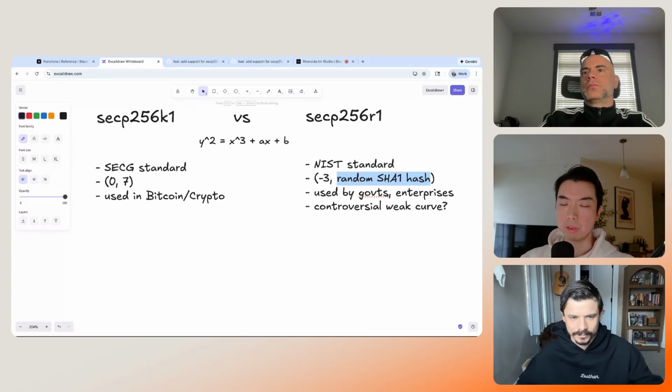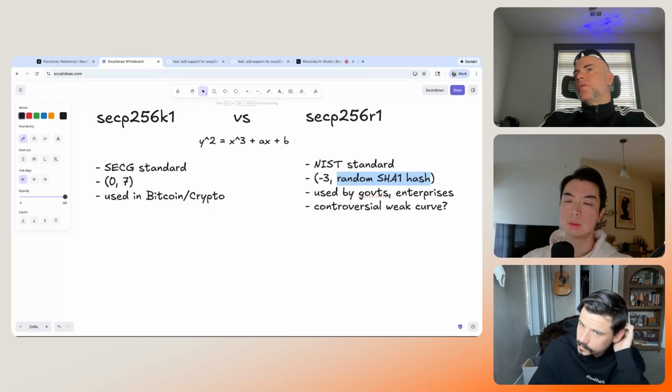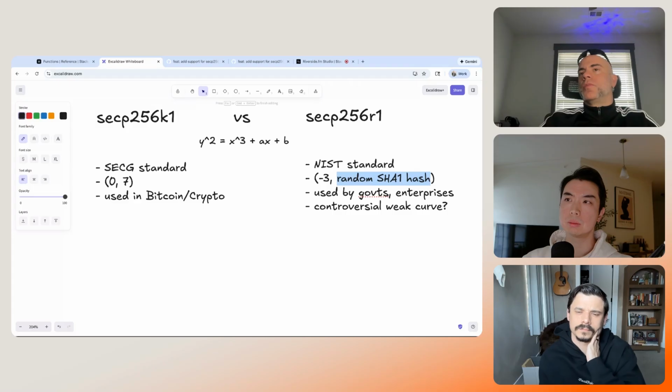WebAuthn and a lot of hardware devices are using R1 to be compliant with the FIPS standard. Does that mean they can't also support K1? Is that correct? Yeah, with any standard you can support whatever you want to support. But if you're going to interact with the federal government, and you want these things to be used by default, then you would want the R1 curve to be your default.